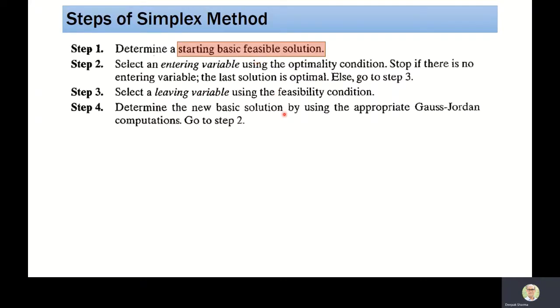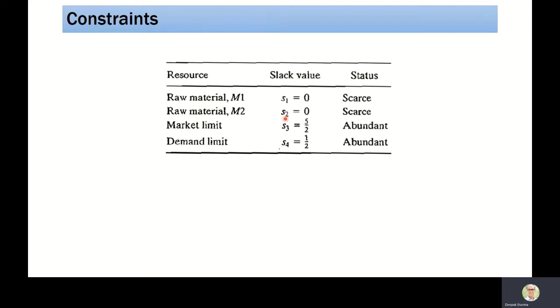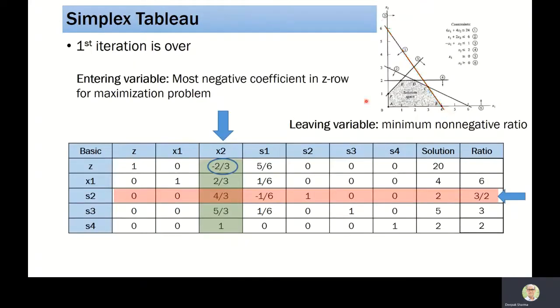Before I conclude this session, let me show you the geometrical significance here. You remember that in the very first iteration, we started at the origin. Why? Because x1 and x2 were 0. Then in the second iteration, x1 entered the table, meaning it is going to be the basic variable. So we move from point A to point B. Now you may be wondering what is the significance of the feasibility condition?